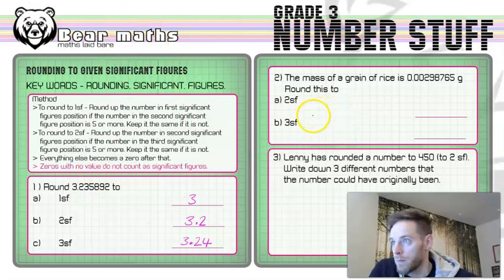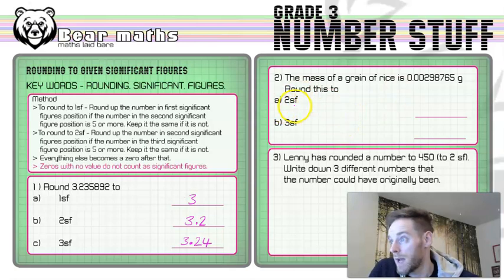Question number 2. The mass of a grain of rice is 0.0029875 grams. We need to round this to two significant figures. Now, I'm not sure if that is the actual mass of a grain of rice. I've made it up, but this could be about right.